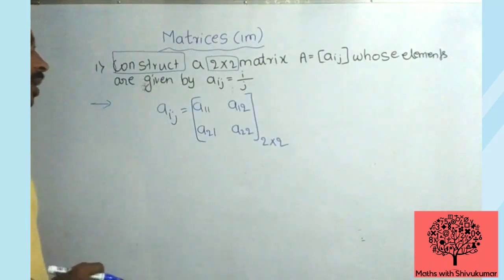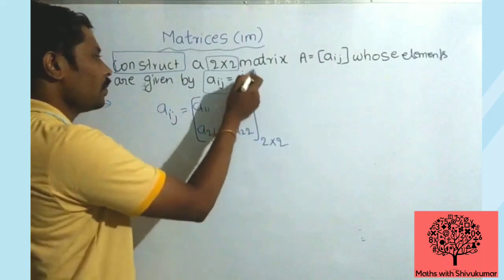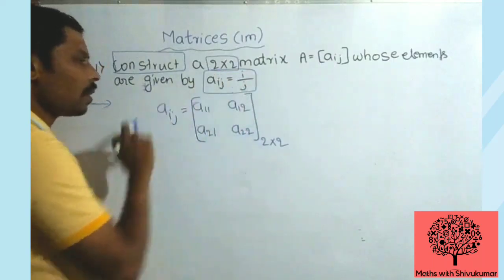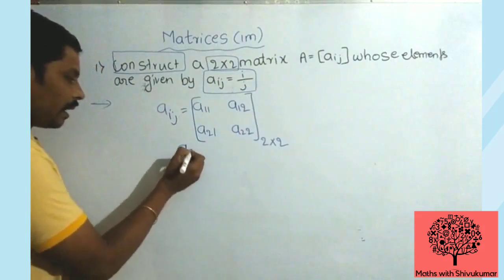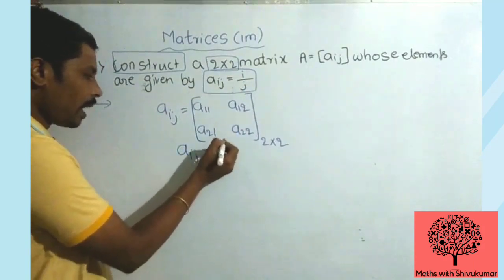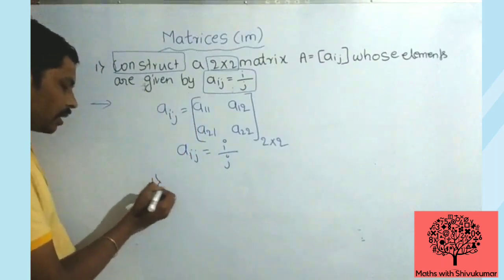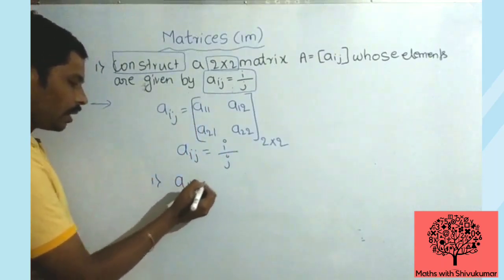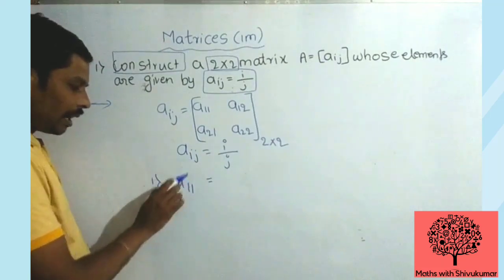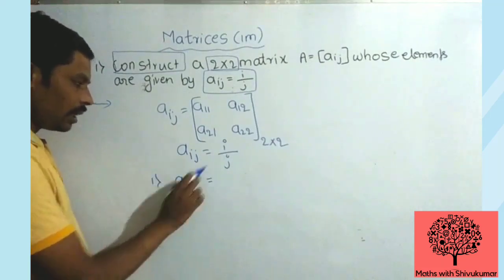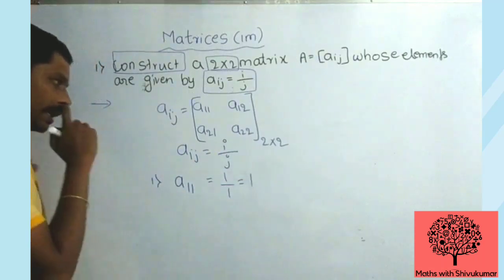Now the remaining thing is very simple. They have given here one condition. Observe here: Aij is equals to I by j. So the condition is Aij is equals to I divided by j. Now take the first element. What is the first element? A11. If you observe here, I value is 1, j value is 1. Substitute here, 1 by 1 means you are going to get 1. That is our first element.